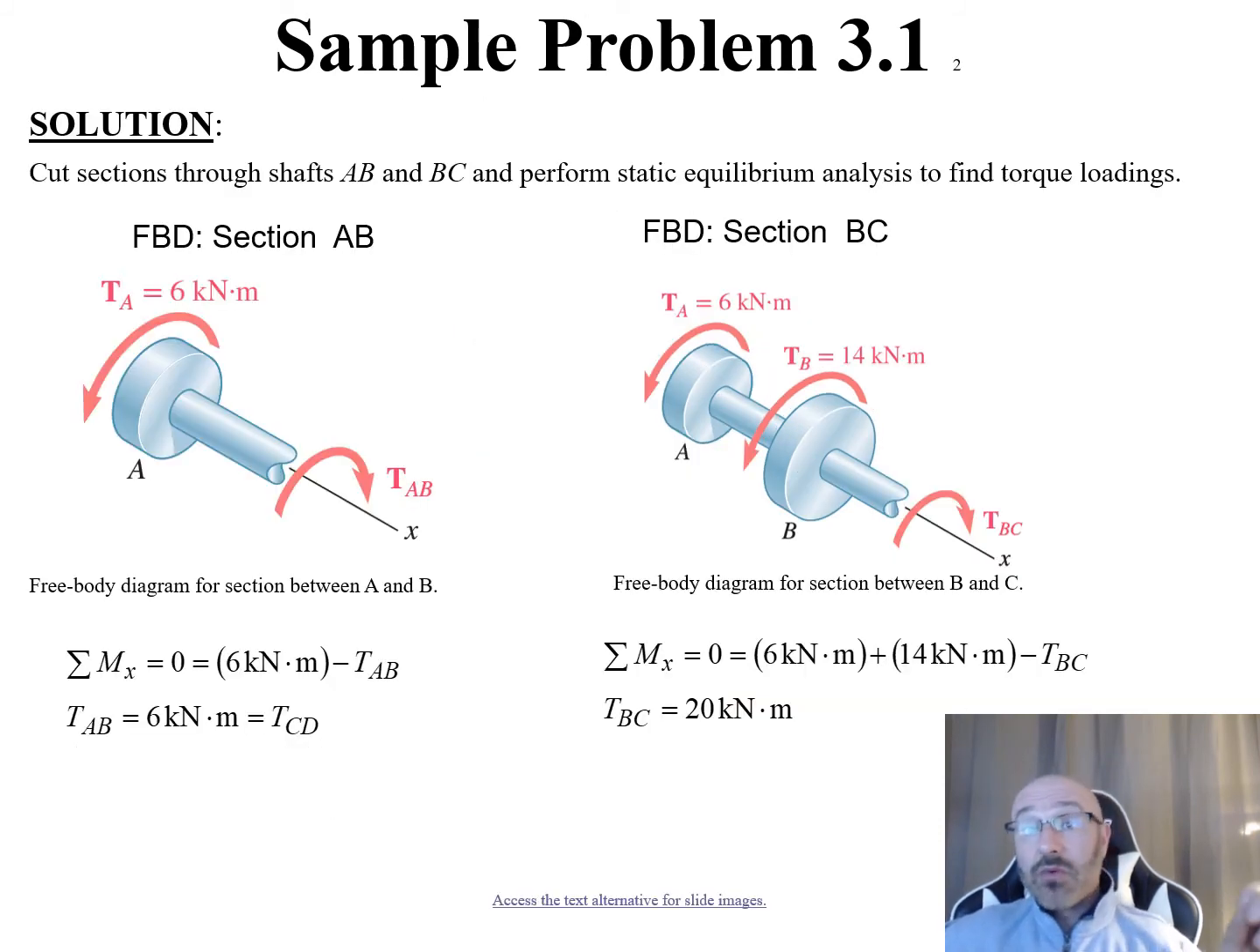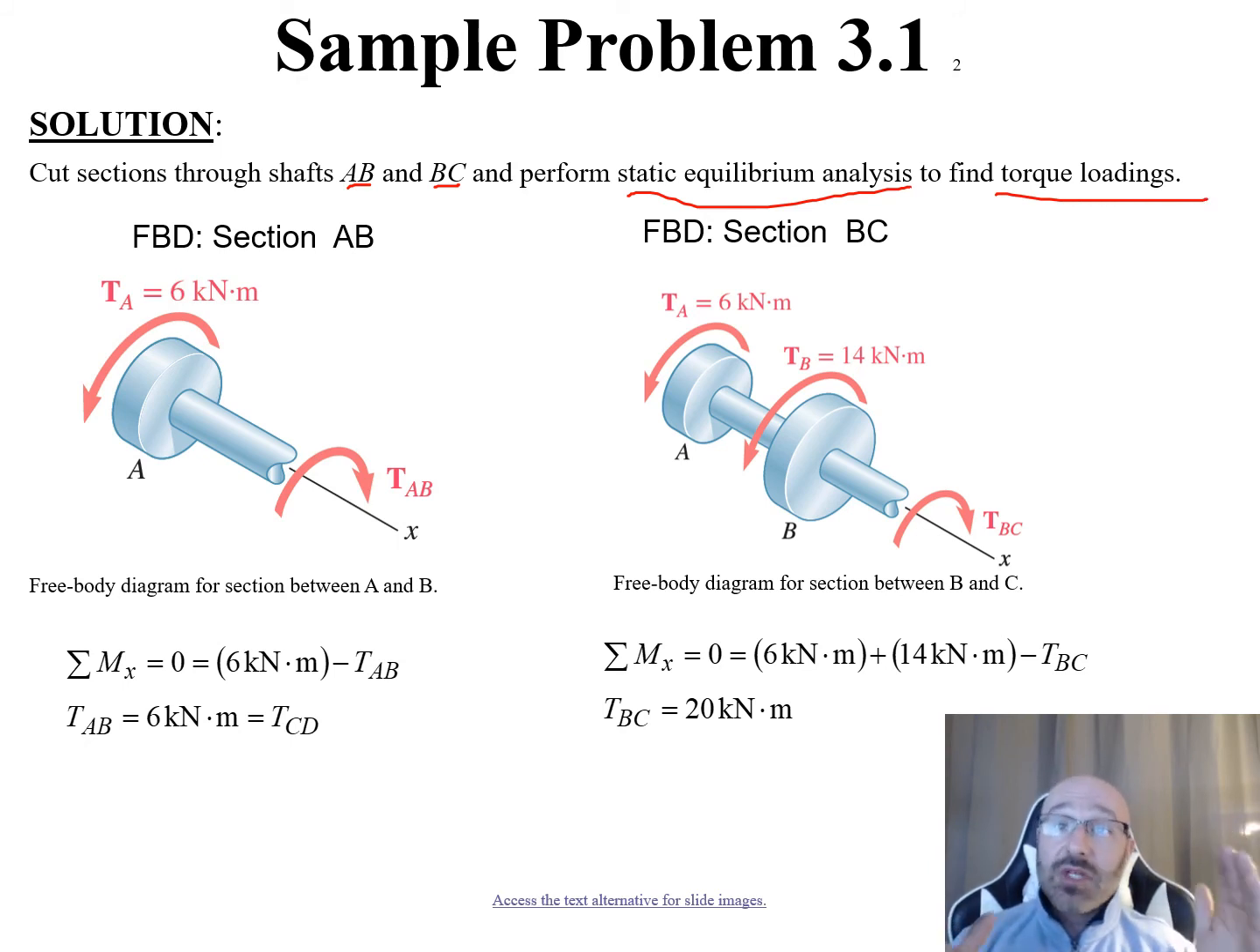So now we can step through the procedure for analysis step by step. And the first thing we wanted to do, we said we wanted to cut these shafts at AB and BC into sections. Look at those sections in order to perform this static equilibrium analysis to find the torque loadings. So the thing we want to think about here is to deal with each one of these separately. I've done both on the same slide here so we can look at them next to each other, but in your solution, deal with one at a time. You don't have to do them both in parallel. This is just to show the difference between those two in our solution.